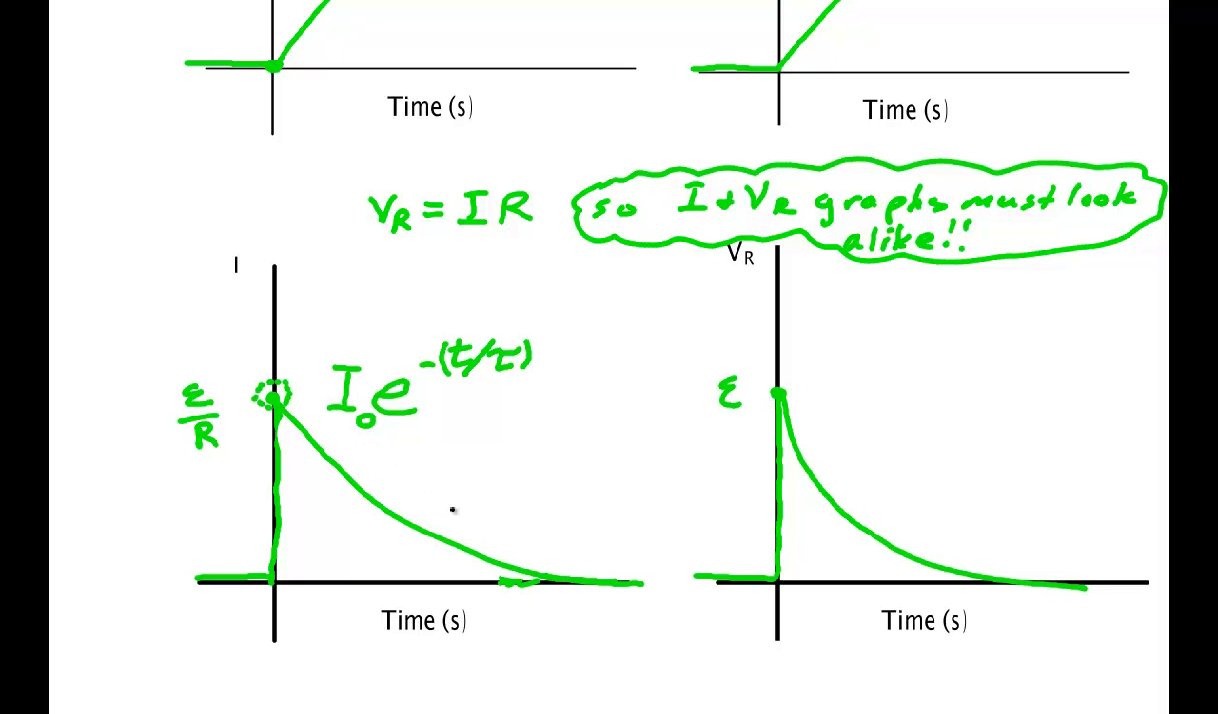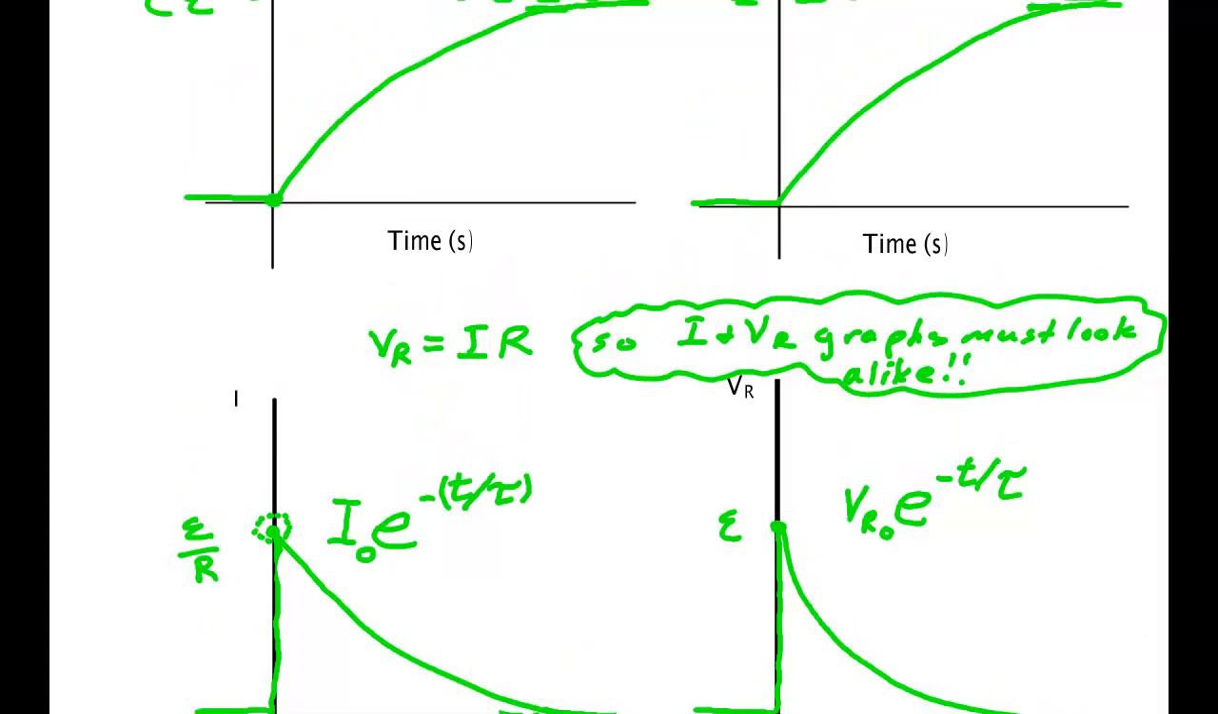So that's this graph. This graph over here would look the same thing. It would be V_R0, which would happen to be this epsilon of the battery, times e to the minus t over tau. Then the question is, what about the graphs above?